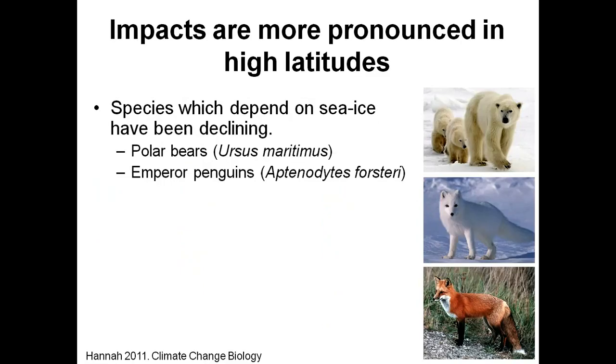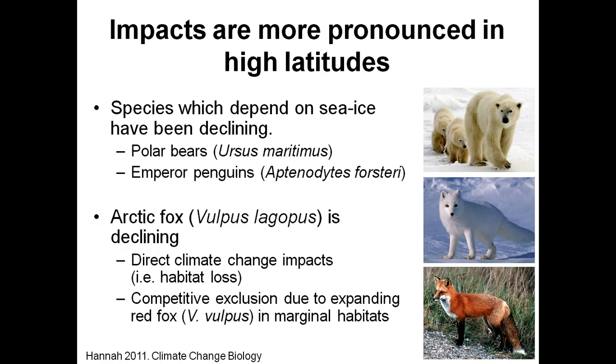And these impacts are severe with systems and organisms in polar regions. For example, species which are dependent on the sea ice have been declining, such as polar bears and emperor penguins. And also the Arctic fox is declining mainly because the red fox is expanding its range into the Arctic fox's range because of the warming climate.